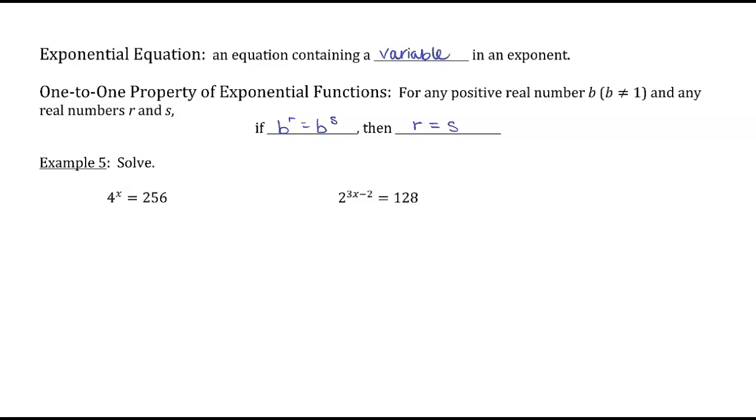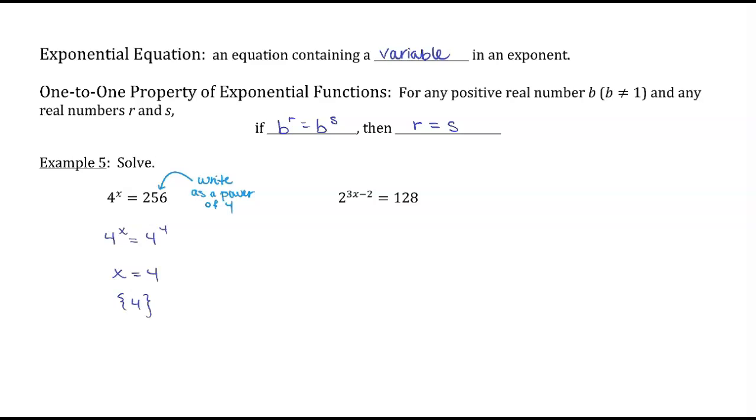First, we have 4 to the x equals 256. The first thing we want to do is write 256 as a power of 4. 256 is 4 to the 4th, so we can rewrite this equation as 4 to the x equals 4 to the 4th. Now we have the same base raised to two exponents, so those two exponents must be equal. That is, x is equal to 4.